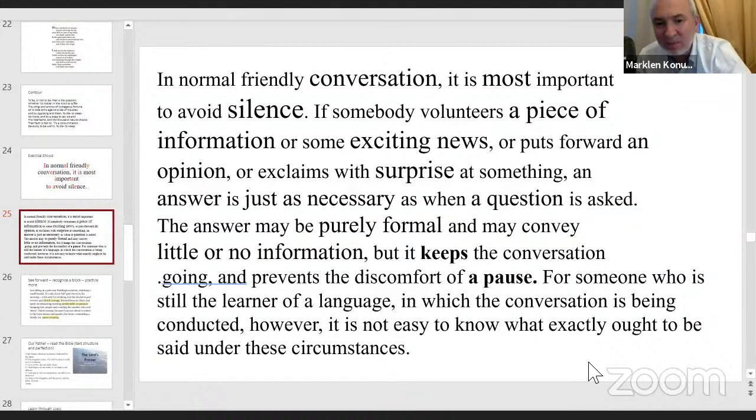In which the conversation is being conducted, however, it's not easy to know what exactly ought to be said under these circumstances. What exactly ought to be said? Ought to be said. Я не говорю ought to be said. Я говорю ought to be said. It's not easy to know what exactly ought to be said under these circumstances. And what to be said, what to be said.